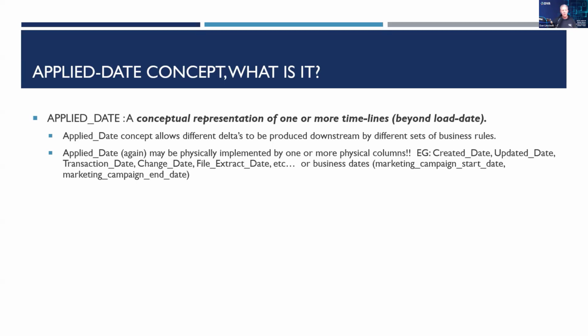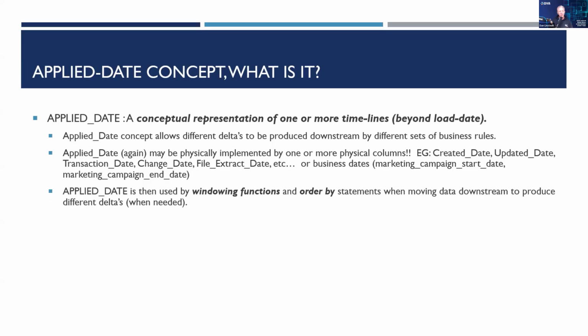Use the business names, but you can group them in the logical model with the notion that these are applied dates. Where do they apply to the business logic or to the BI outcome? That's why it's a concept. And you can use windowing functions and order by and all kinds of wonderful things when moving data downstream to produce different delta sets. This allows late arriving data to arrive and be stored in the Data Vault in satellites or in persistent staging tables or in non-history satellites, those kinds of things. It allows that late arriving data to arrive, and then you do something with it.